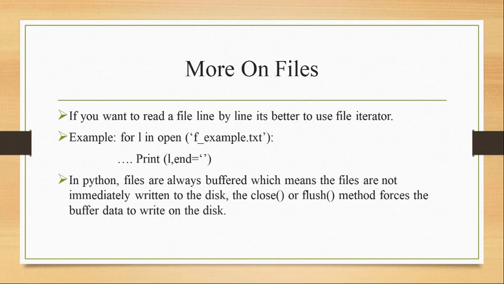If you want to read a file line by line, it's better to use a file iterator. A for iterator is used here. For L in the open file, L will contain all the lines, and till all lines are finished, till the end of the file, it will print all the lines. We will discuss iterators in more detail in our for loop videos, which will be covered in coming days.